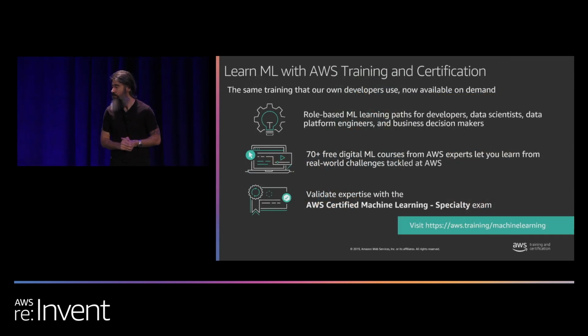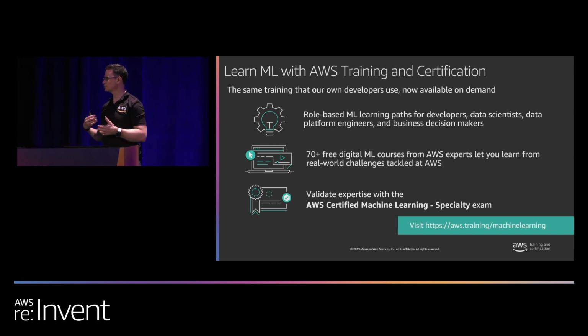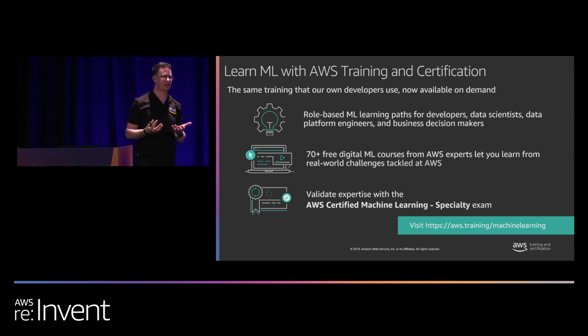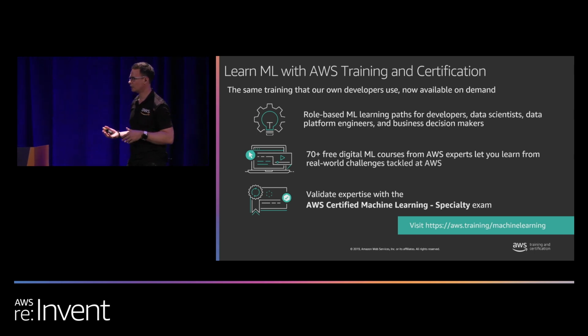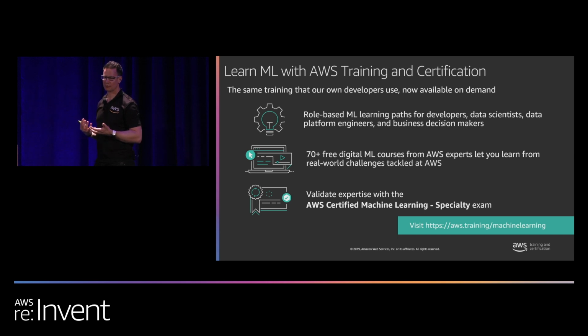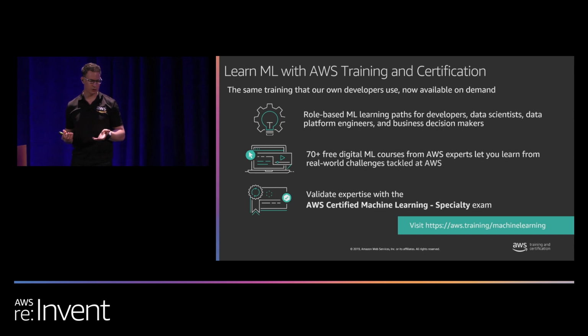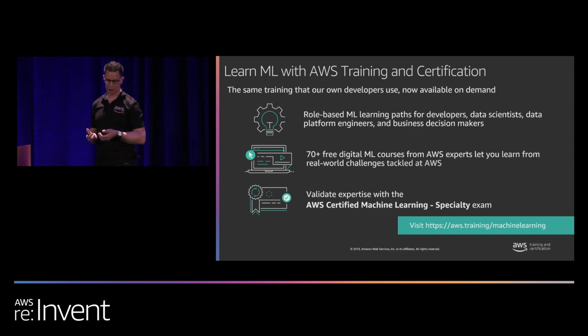All right, so far we've shown you how to use services like Amazon Forecast and Amazon Personalize to create custom machine learning models from your data and tackle some of these retail challenges. Now, if you'd like to go further than that and get into machine learning in more depth, Amazon Web Services can help you. We have training and certification available. So there are role-based machine learning training paths and over 70 different courses online that you can take advantage of. And once you've learned lots about machine learning, you can validate that with certification.